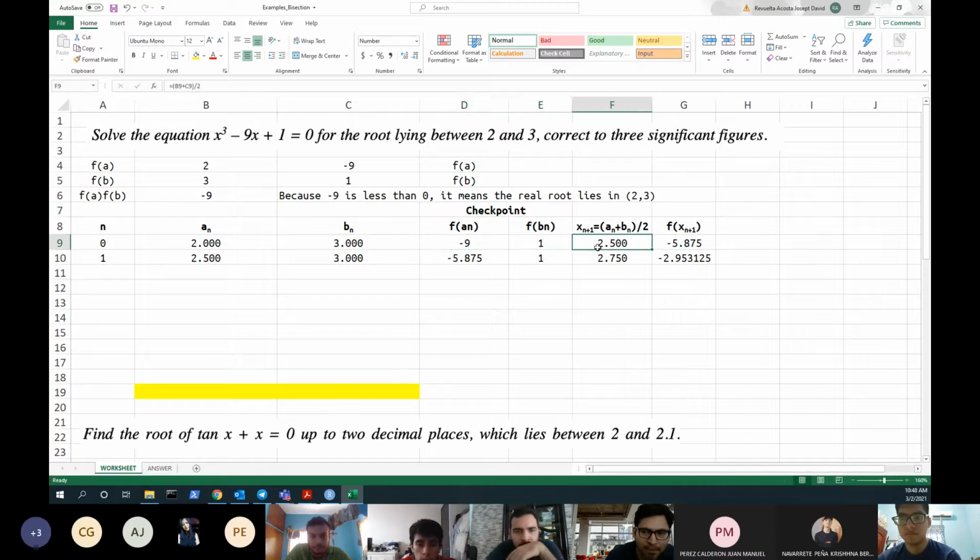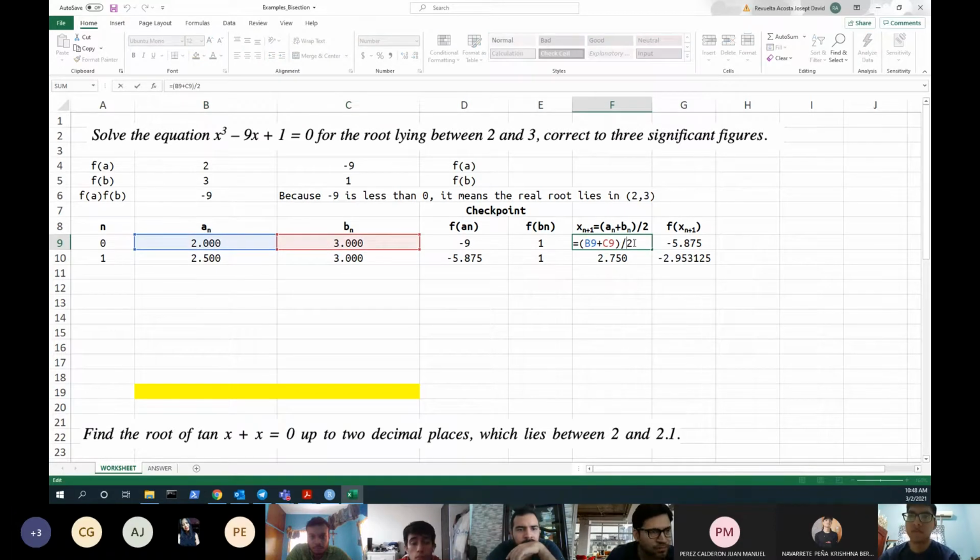And now I apply the bisection. So I apply the bisection. The bisection is going to be 2 plus 1 divided by 2. So it means it's going to be 2 plus 1 divided by 2.